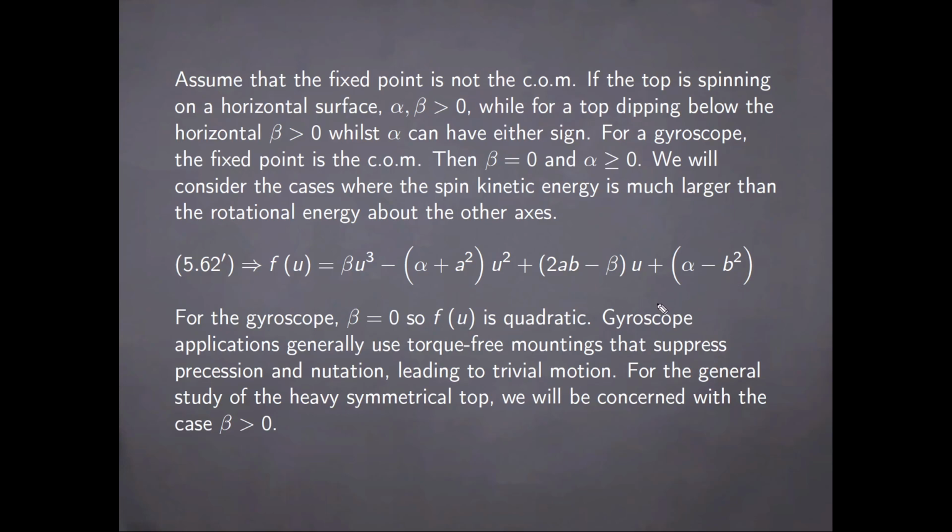Furthermore, generally gyroscope applications use torque-free mountings that suppress precession and nutation, and overall this leads to a very trivial motion of the gyroscope. In the general case where we study the heavy symmetrical top, we will be concerned with those problems where beta has a positive value.